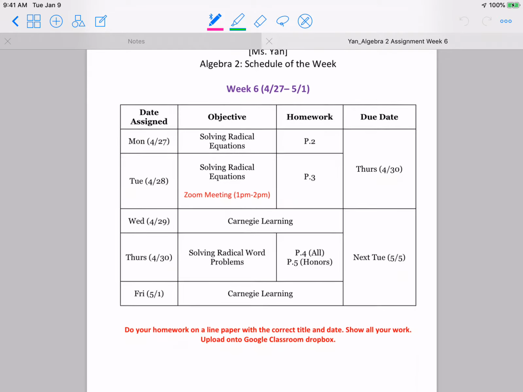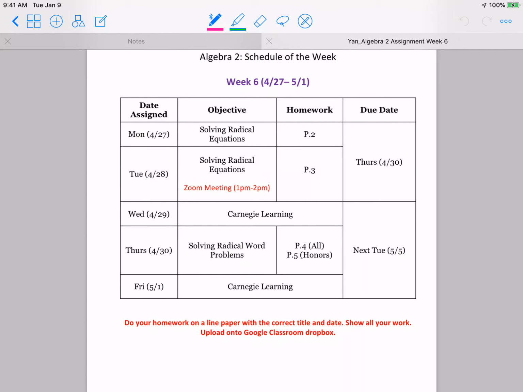And since you're not getting the packets, you are welcome to print it out, but I wouldn't want to ask you guys to print it out and just take pictures of them. So you can just work on them on line paper. Just make sure you write your title and your date and show all of your work. Upload them to the Google Classroom Dropbox.